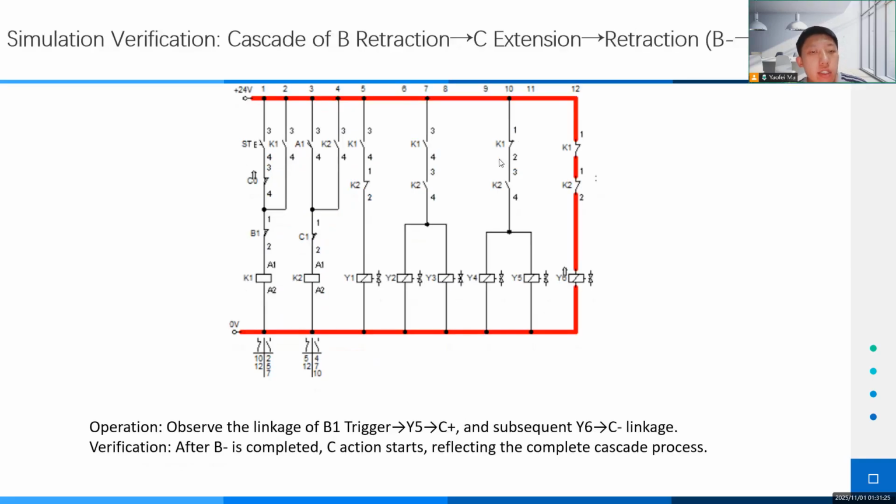Finally, we checked the cascade from B pulling back, B reduce, to C stretching out, C plus, and then pulling back, C reduce. Operation: we watched the link from the B1 signal, B is down, to valve Y5 getting power, cylinder C stretching out, C plus. After C is stretched, valve Y6 gets power, C pulls back, C reduce. Reflection: when B finished pulling back, C started moving right away. Then C stretched and pulled back smoothly. This shows the whole cascade process works perfectly.